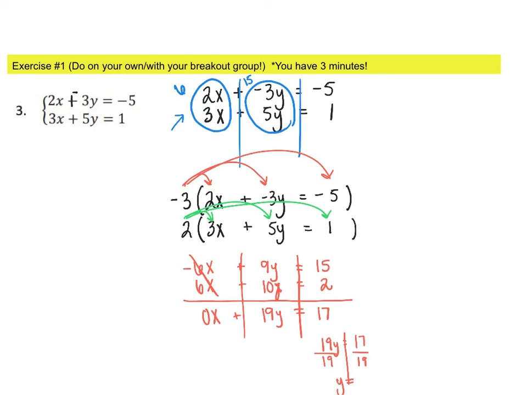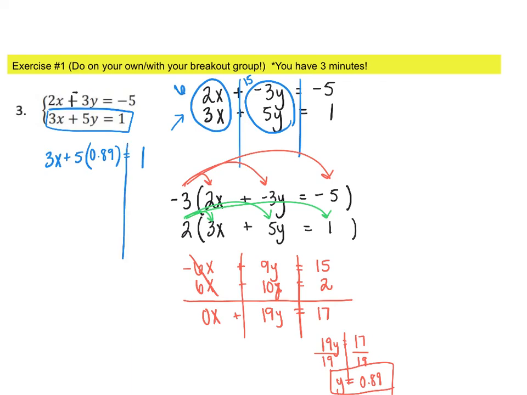You could turn that into a decimal if you want. 17 divided by 19 in your calculator comes out to the decimal of 0.89. I'm just going to keep it as that. Okay, so I have my y. We're now going to plug that in to find our x. It's up to you which one you choose to plug this into. I'm going to plug it into this second equation because there's no negatives there. So this becomes 3x plus 5 times 0.89 equals 1. Go ahead and take your time, solve that out real quick, and tell me, what does x equal?